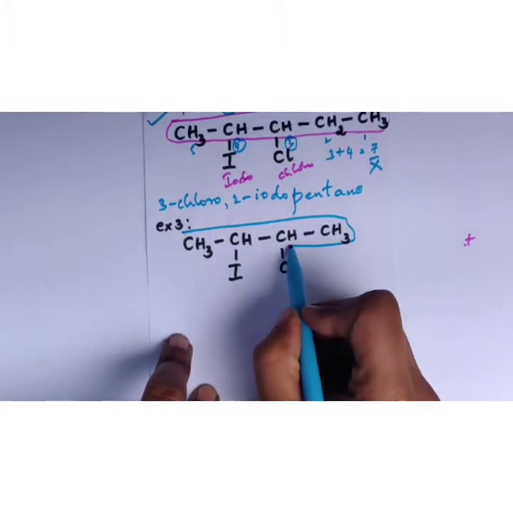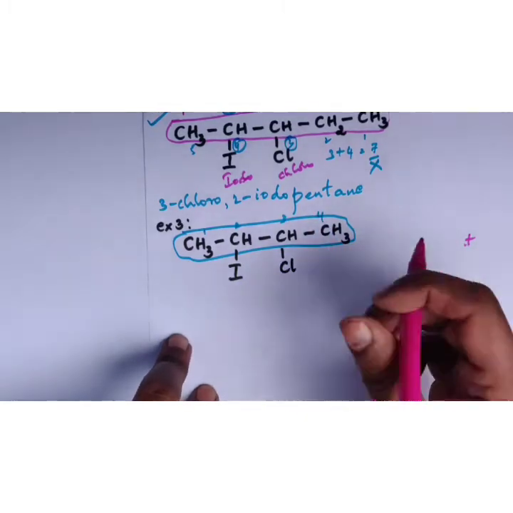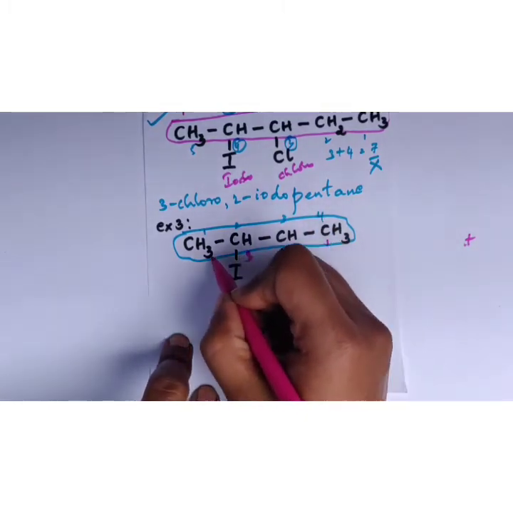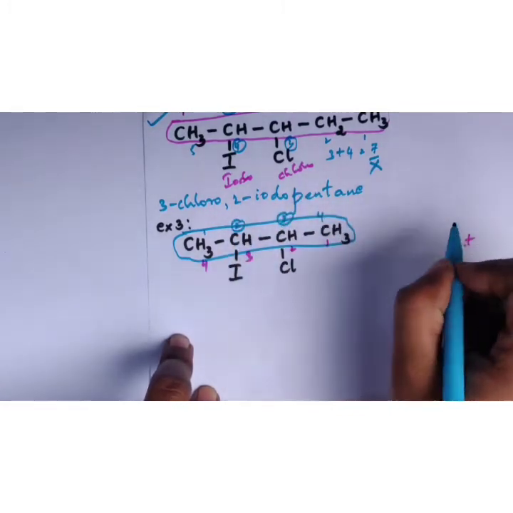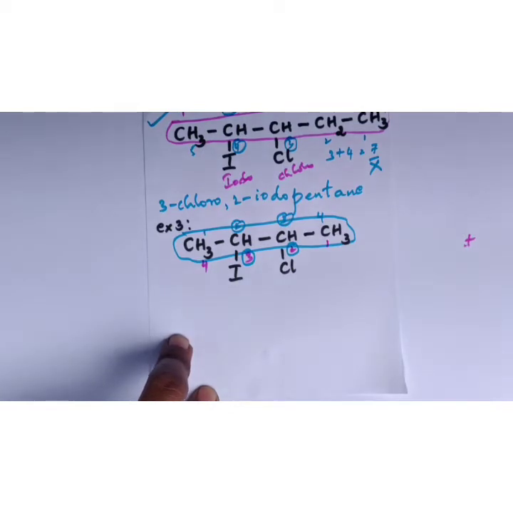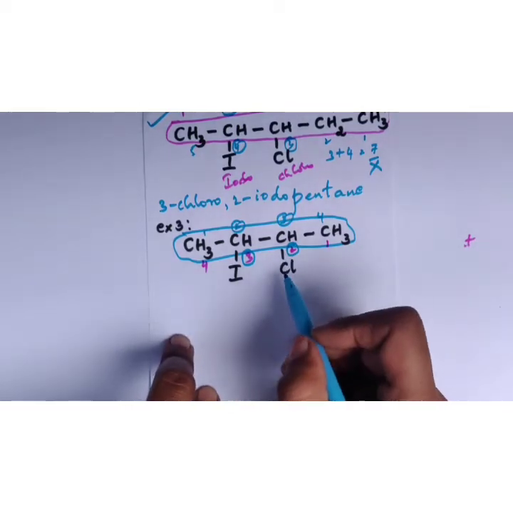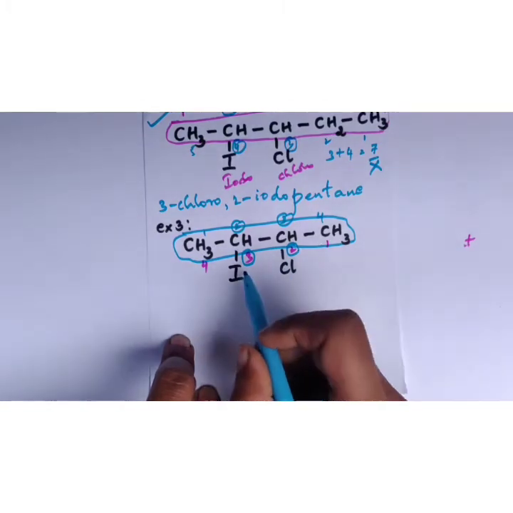Select the parent chain. So 1, 2, 3, 4 here. 1, 2, 3 and 4 here. It is 2 plus 3, the total is 5. 2 plus 3, the total is 5. That means it is equivalent. When it is equivalent, you can number it from any side. Sorry. You can't number it from any side.